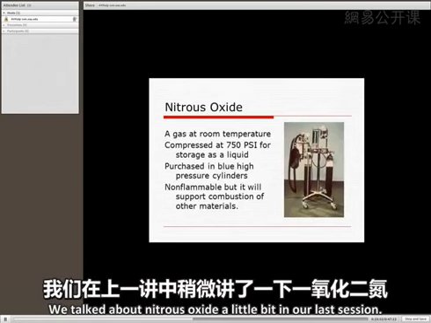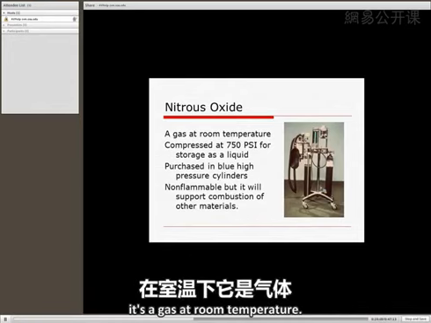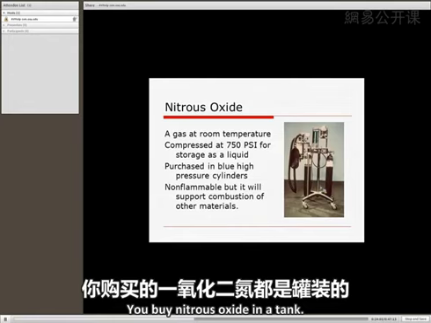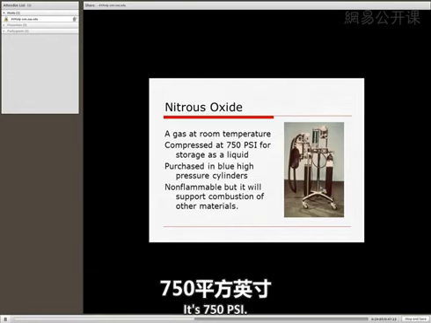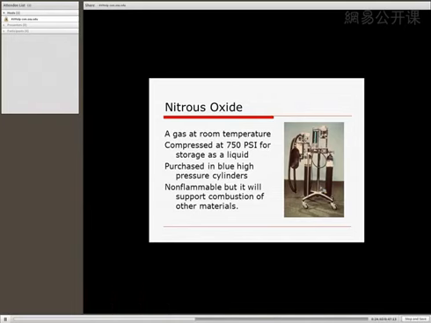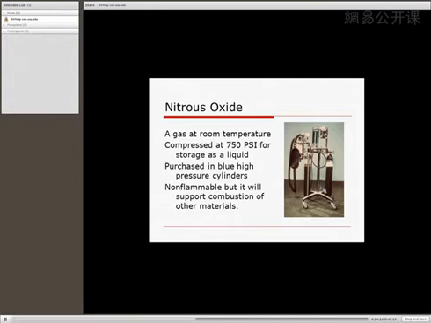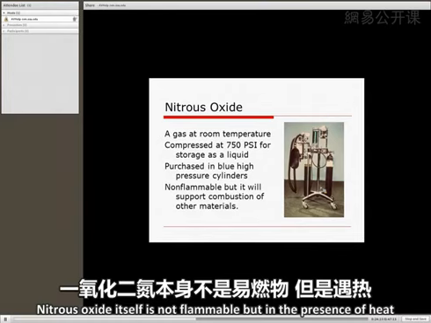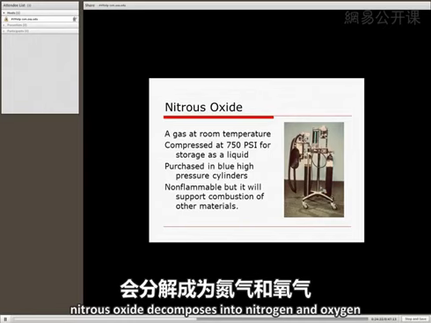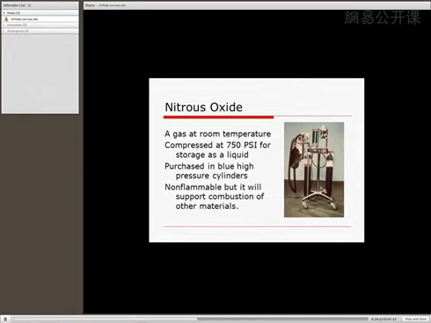We talked about nitrous oxide a little bit in our last session. Nitrous oxide is different from the other inhalants in that it's a gas at room temperature. You buy nitrous oxide in a tank. It's compressed at 750 psi. In this country, it's in a blue cylinder. High pressure cylinder stored at 750 psi. Nitrous oxide itself is non-flammable, but in the presence of heat, nitrous oxide decomposes into nitrogen and oxygen, so it will support the combustion of other material.